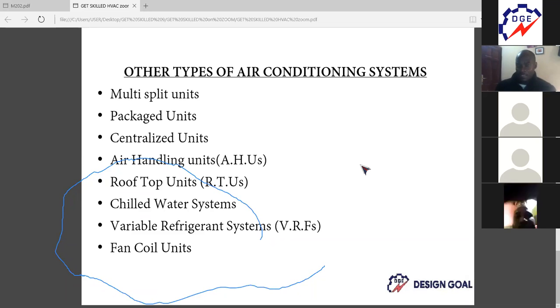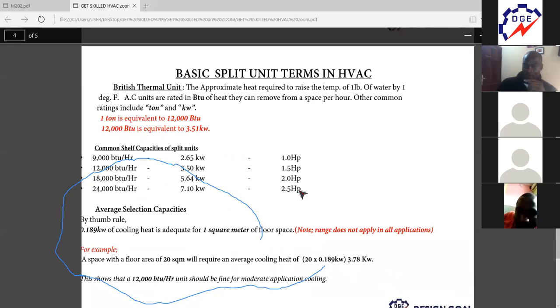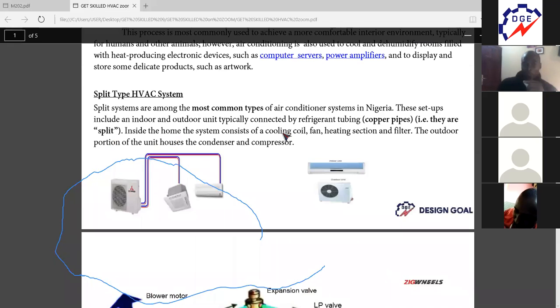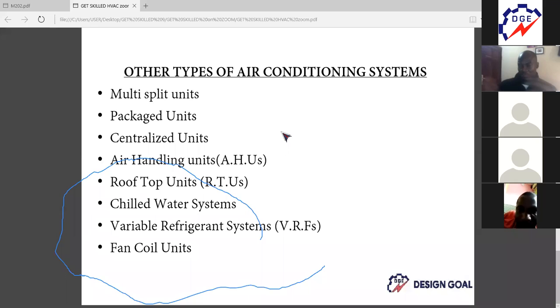Other types of air conditioning systems include the multi-split unit, which is somewhat of the type I showed you earlier. That was a single split unit. This is a multi-split unit. I hope you understand. We have packaged units. Multi-split units are split units whereby you have maybe a single outdoor or multiple indoors in some cases, based on specification and size. Then we have packaged units, which are composite units that have both the evaporator, condensers, everything combined into a single unit for use.